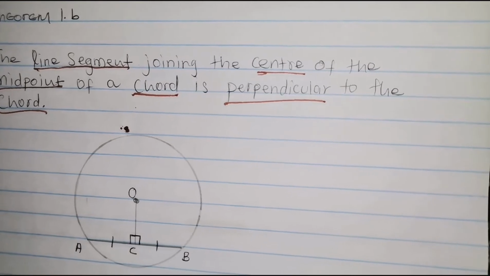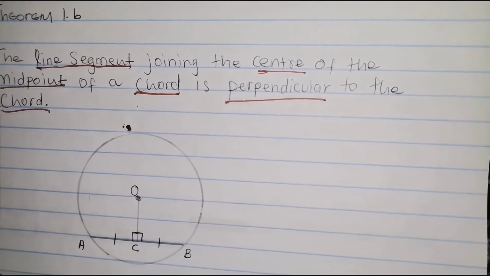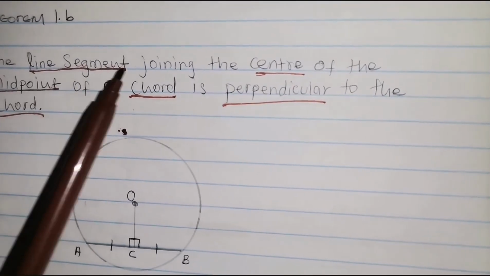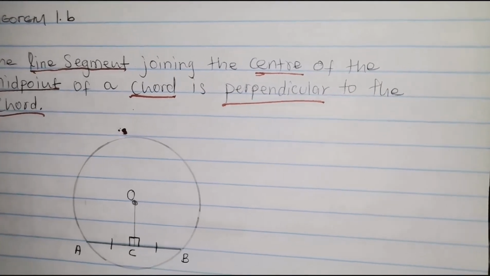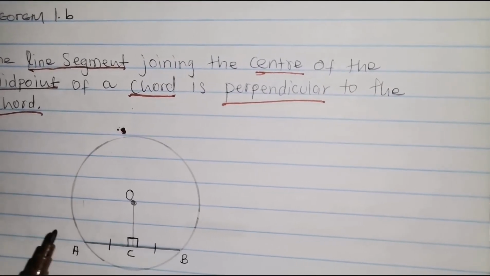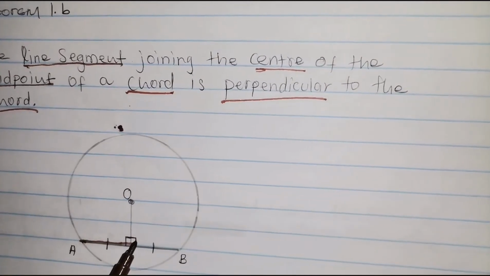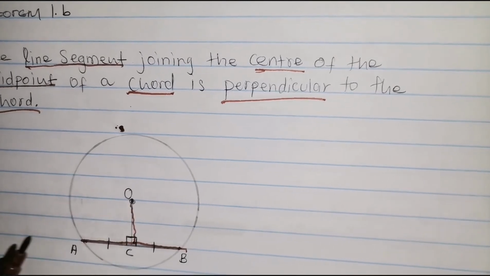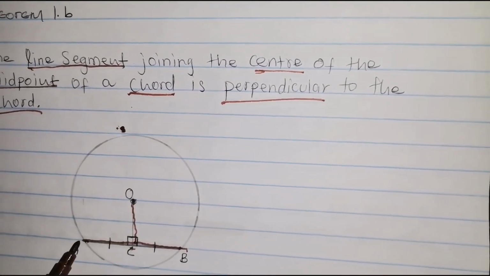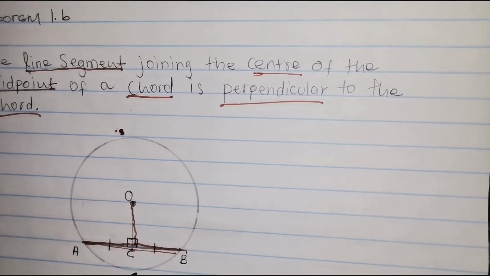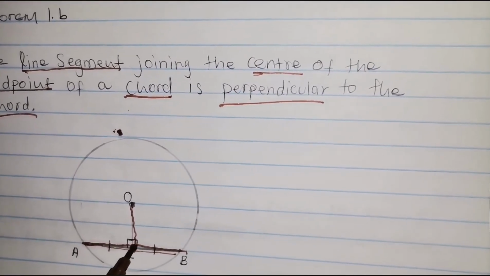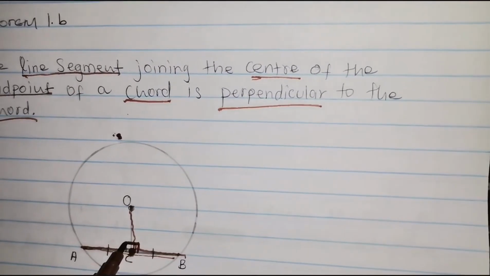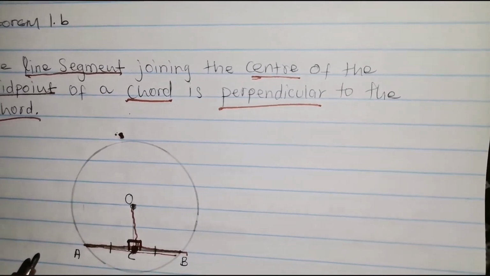So guys, this one is so simple. It says that if you have a line segment joining the center, meaning you have line AB, our chord, and it joins OC. If we have a line segment joining the center to the midpoint of a chord AB, it is perpendicular. Now we are given 90 degrees here. It is perpendicular to the chord.